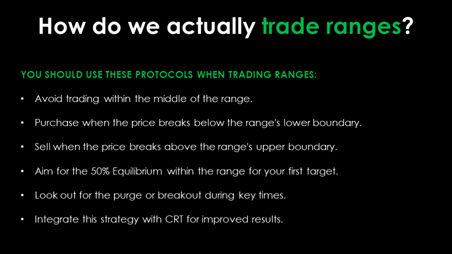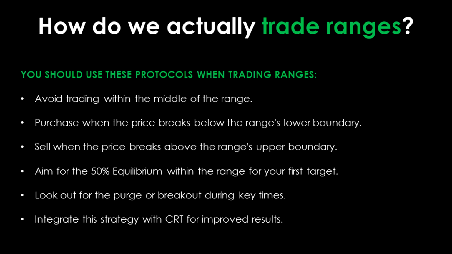The second protocol is to buy the breakout of the low of the range. This means that when the low of the price is purged or temporarily breached, you should then wait for your preferred entry model before placing a buy order. For the opposite side, we are selling the breakout or the purge of the high of the range. Once you get these purges at either side, you have an important protocol to follow for your profit-taking targets.